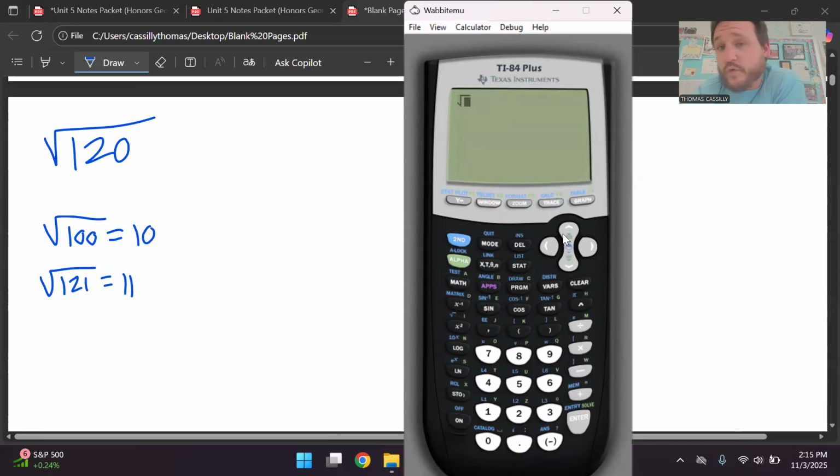On one of my calculators, if you have your TI-84, look for the square root button. It looks like a check mark. Just type in 120. What do you notice? Square root of 120, it's a really long decimal. All right, 10.954, whatever. So what we want to do is we don't want to write that as a decimal. We want to write that as an exact value.